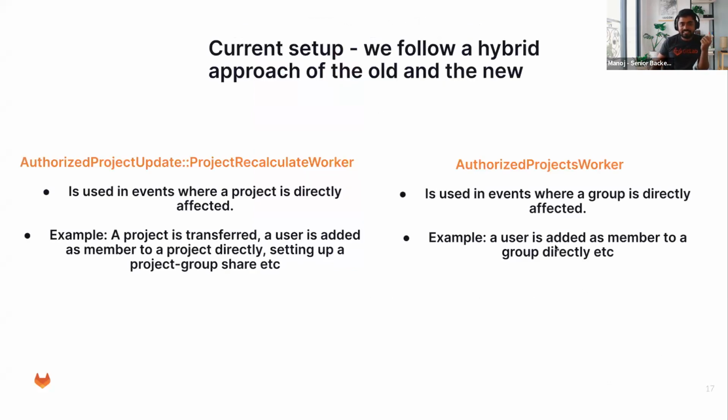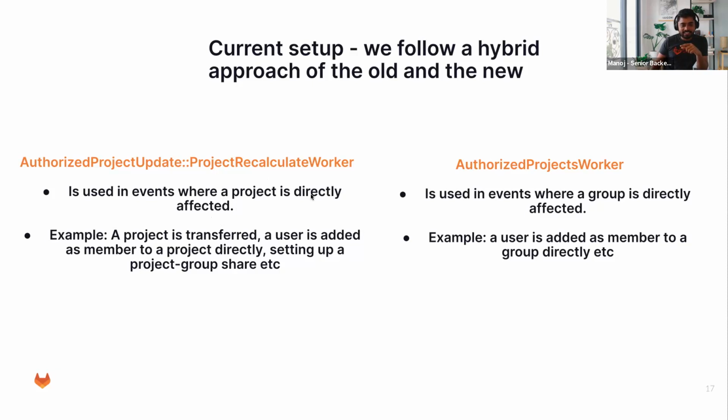So we reverted that change, and currently what we have is a hybrid approach of the legacy worker and the new worker. On the left, you have the new worker, and that is scoped to a project. So we only use it in areas where the change happens directly on that project. Say, for example, when a user is added to a project, when a project is transferred, and stuff like that. So it should affect directly the scope.